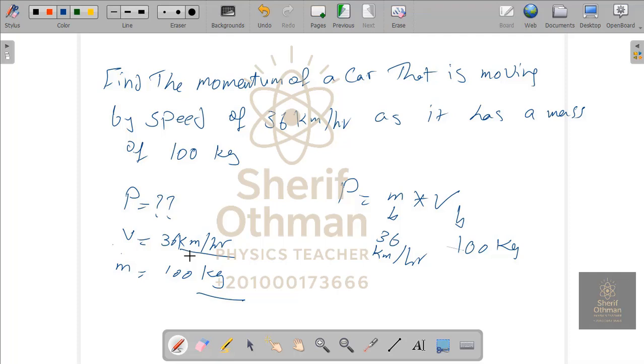The SI unit for velocity is not kilometer per hour. The SI unit of velocity is meter per second. So you have to convert kilometer per hour into meter per second to find the proper number of velocity. The proper number of velocity will be to change 36 km per hour to meter per second. You have to divide, as we said before, by 3.6. So the result is 10 meter per second.